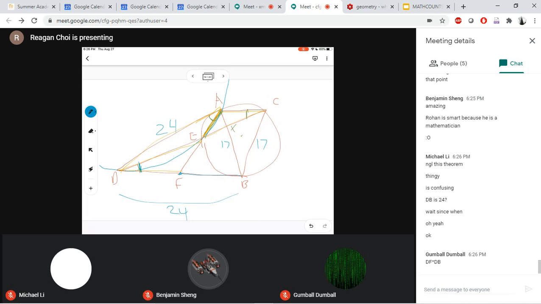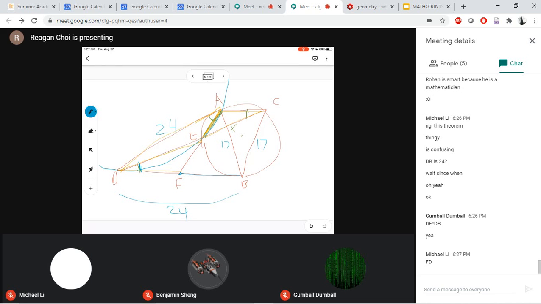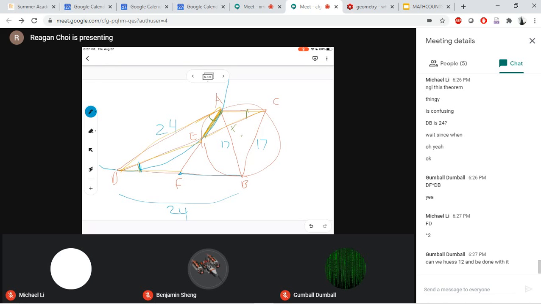DF, DB. How does that work? We need a circle that goes through F and B then, right? I don't see a circle like that. Let's do power of a point from F. FD squared equals... can we guess 12 and be done with it? You can, and you would get it right.